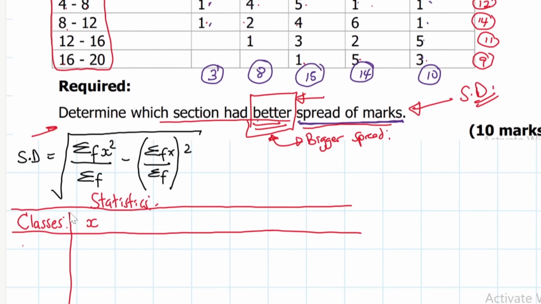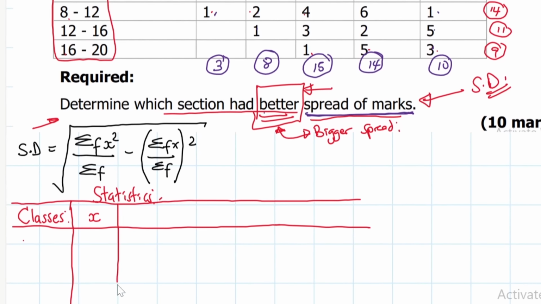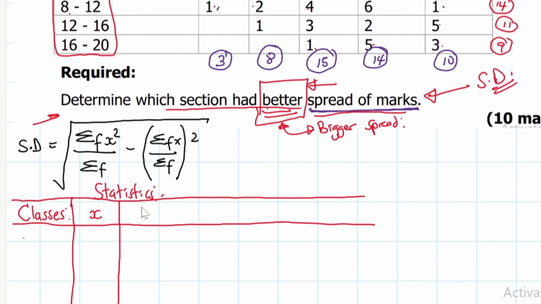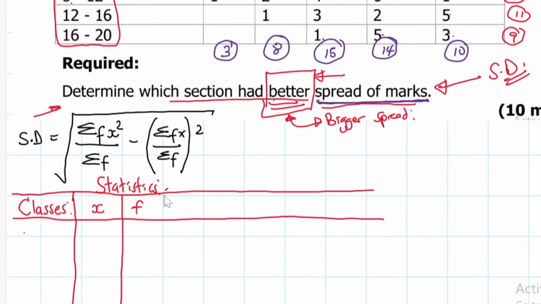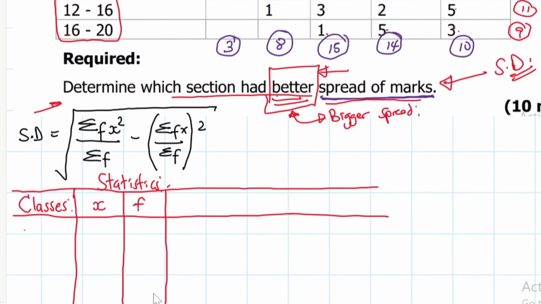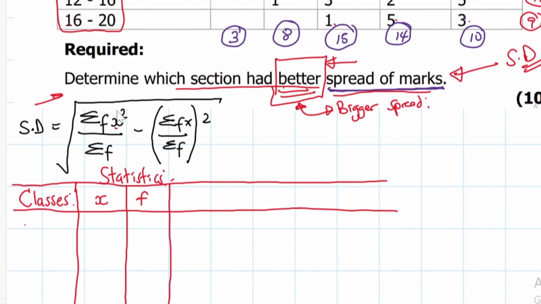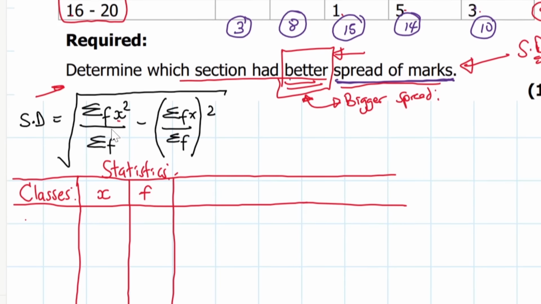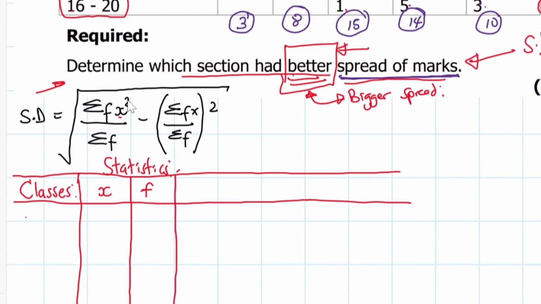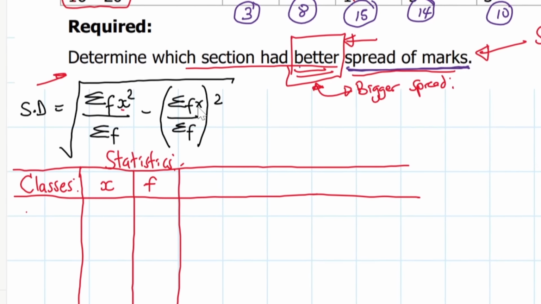So in the formula, we have our classes, our value of x, which I'm going to discuss later. Then we have our frequency, which is our value of f. Okay, that is our frequency. Then of course, if you look at this formula, we are going to need our x squared. We are going to need the product of f times x.